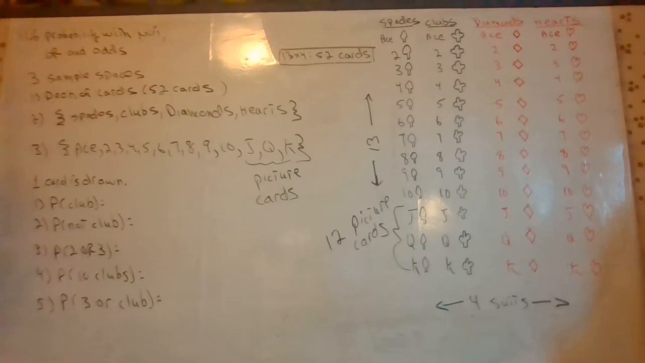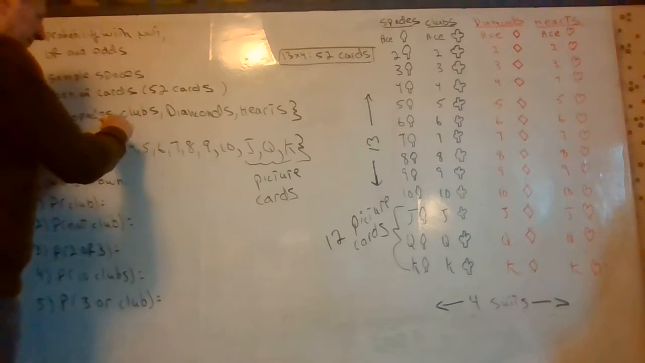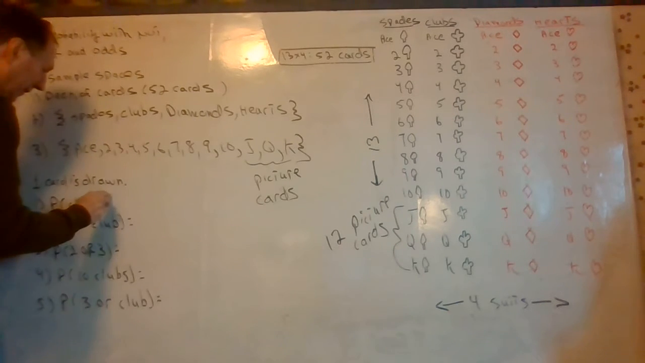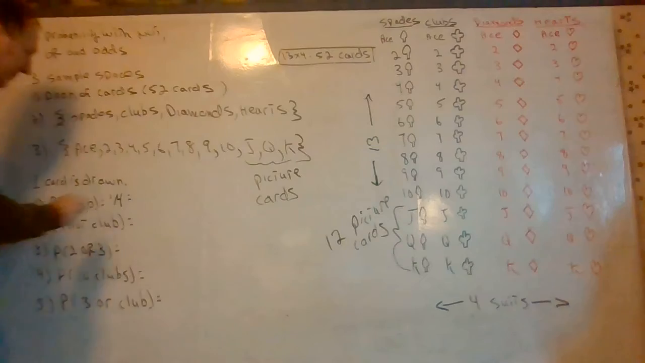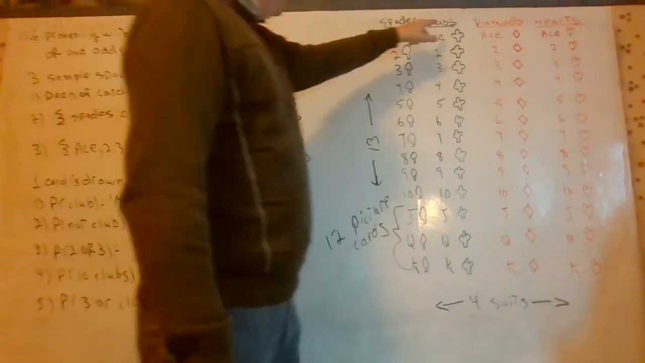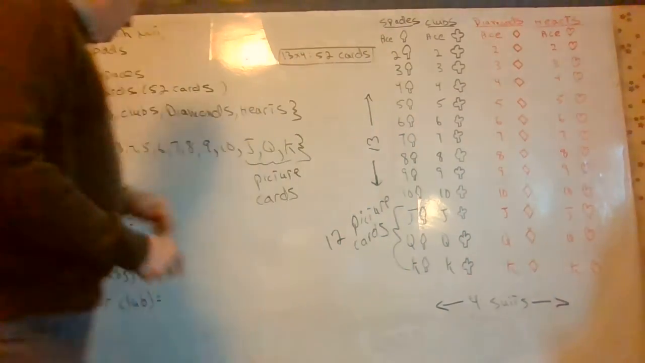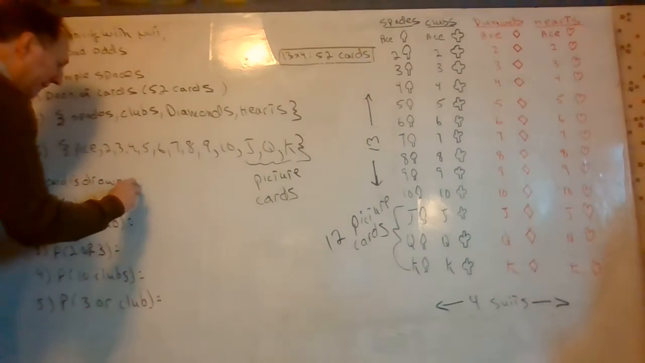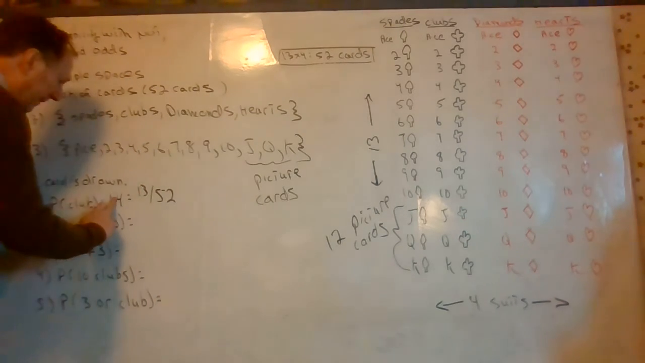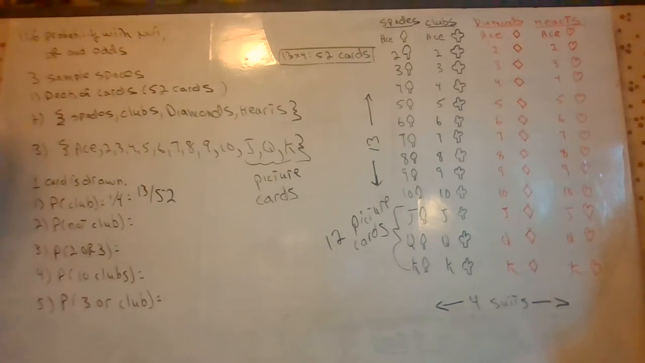Here are some elementary problems. One card is drawn, find the probability of drawing a club. Well, if you use this sample space, there's a club right there. The answer is going to be 1 out of 4. Now, incidentally, if you use the whole deck of cards, there are 13 clubs out of 52 cards. So you would say 13 out of 52, which reduces to 1/4. Different methods should always give you the same answer.